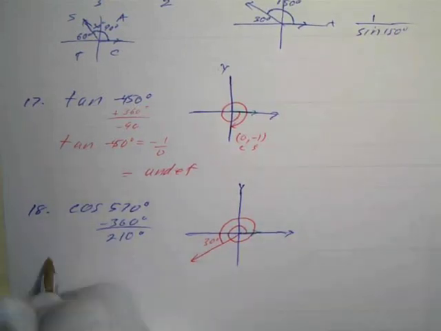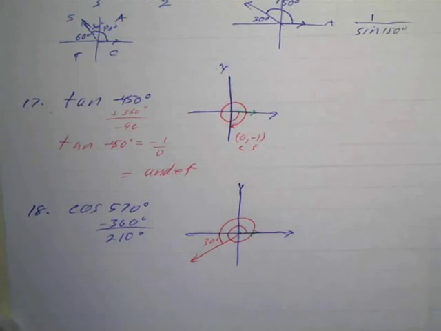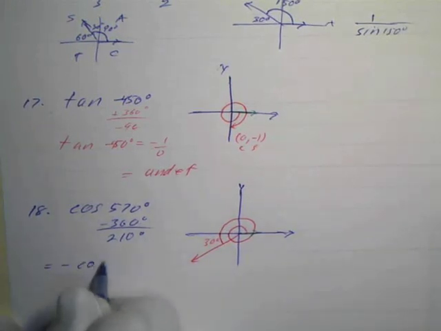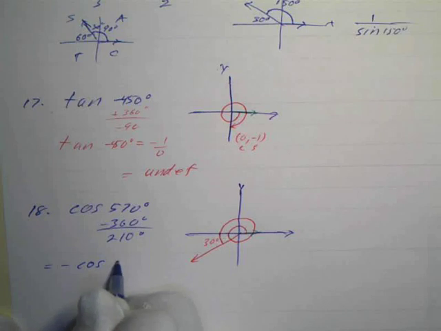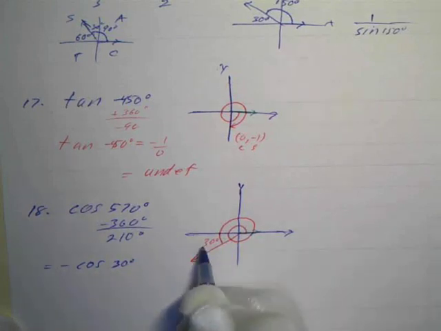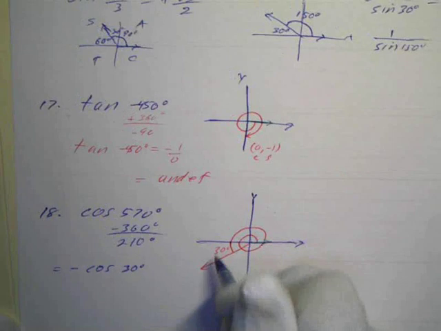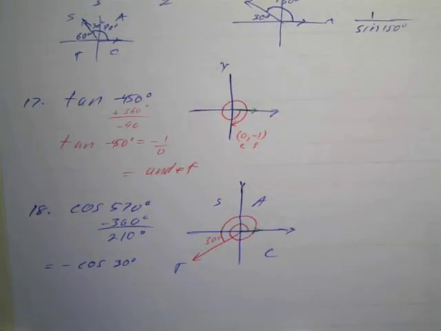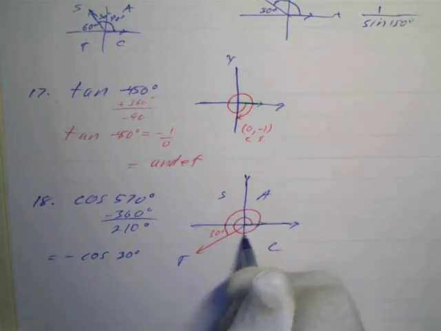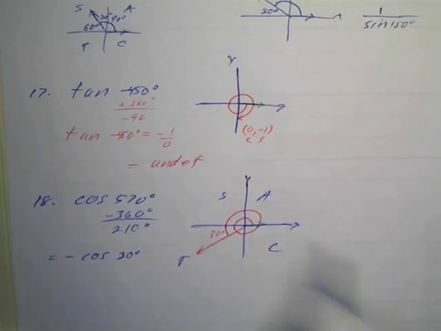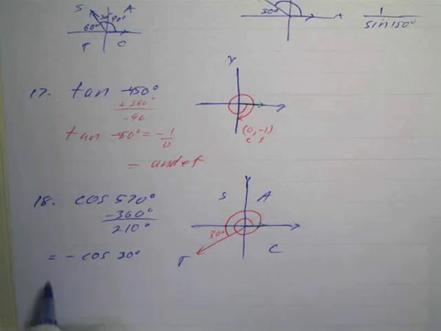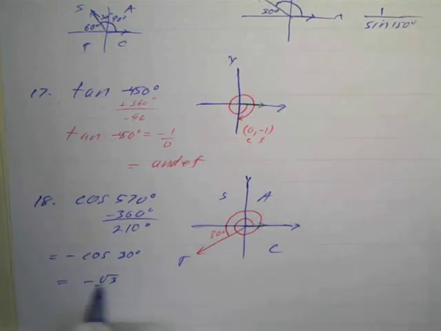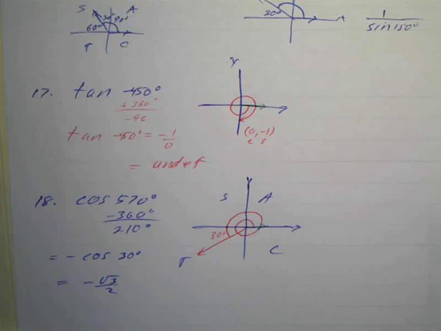And it's in the third quadrant, so it's going to be the same thing as negative the cosine of 30 degrees, because the cosine is negative in the third quadrant. Remember, all students take calculus. All right. So there's my 360, 180, and another 30. So it's going to be negative cosine of 30. Cosine of 30 is square root of 3 over 2. So negative square root of 3 over 2. Okay.